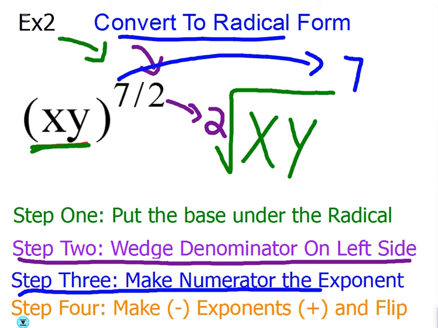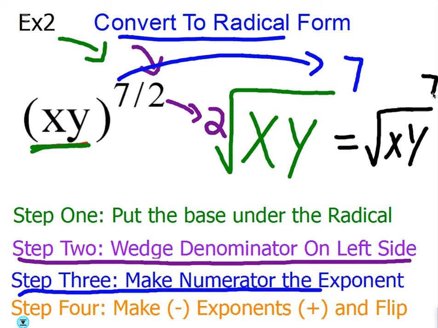Now, like I said, for this particular example, if there is a 2 there, you don't have to put it. It's implied that it's square root, so you could just write it that way. So it'd be the square root of xy to the 7th power. If the 7 was, yes, that's correct. If 2 was in the numerator, then you absolutely would write it.